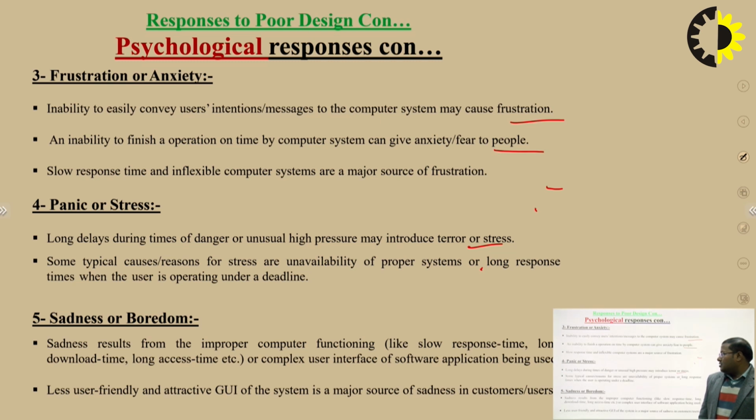Sadness or boredom. Sadness results from improper computer functioning like slow response time, long download time, long access time, etc., or from a complex user interface of the software application being used. It will create sadness in the mind of the user. A less user friendly and less attractive GUI of the system is a major source of sadness in the mind of the customer, in the mind of the user.